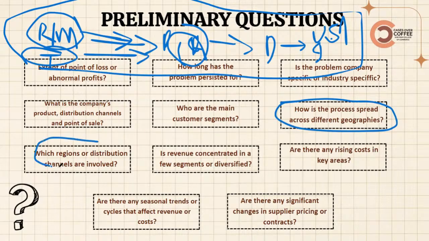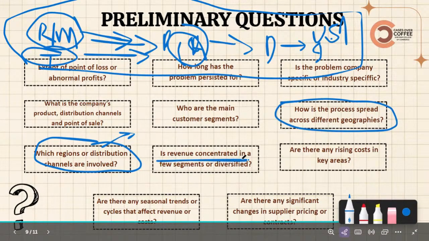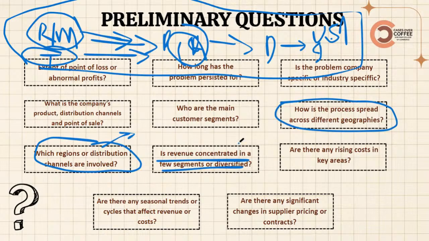And then which region and distribution channel is involved, whether it is online or offline, or in which specific geographies the company has business. So we try to understand that, and then we try to understand in which specific geographies and in which specific channels the problem lies. Then, is revenue concentrated in a few segments or diversified? So we try to understand the product portfolio of the company. There are multiple products that a company has to offer, and then we try to understand in which specific segment and which specific portfolio their revenue has fallen down.